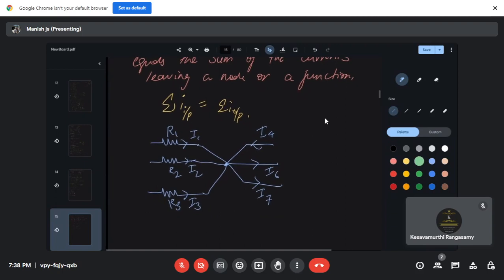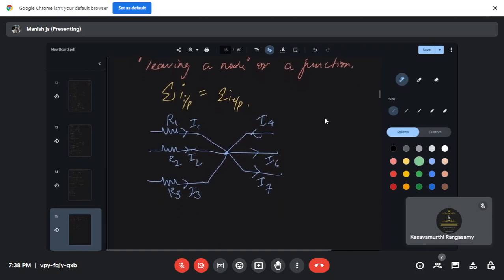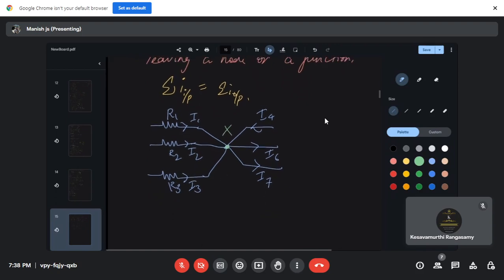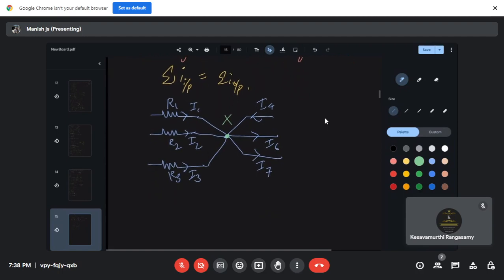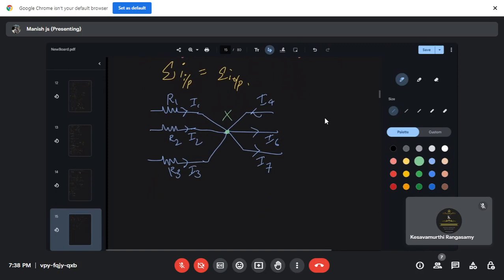Now, how do we relate this? You can see that there is a node or a junction situated here. Let me call it X. So X represents a node, or X can be called a junction. How do we apply Kirchhoff's law here? Kirchhoff's law can be applied at this particular junction, based on the number of currents that are entering or leaving. We say the sum of the currents entering is equal to the sum of the currents leaving.